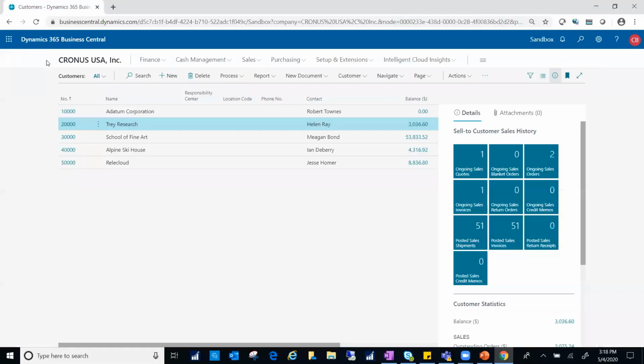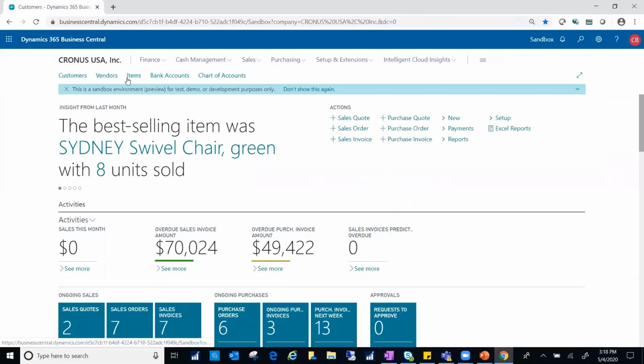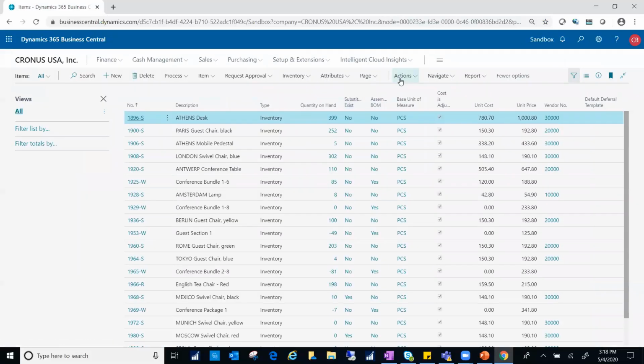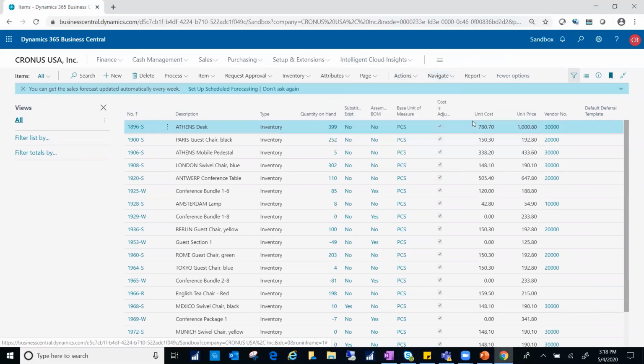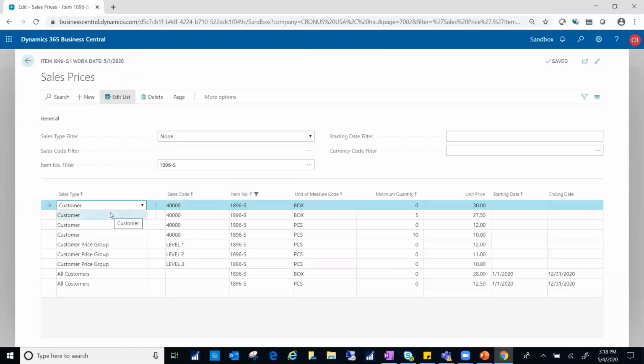So you see, we could set up pricing or discounts by item, by price group, by customer, for all customers. So you see there's quite a bit of flexibility, a standard out-of-the-box feature of sales pricing.